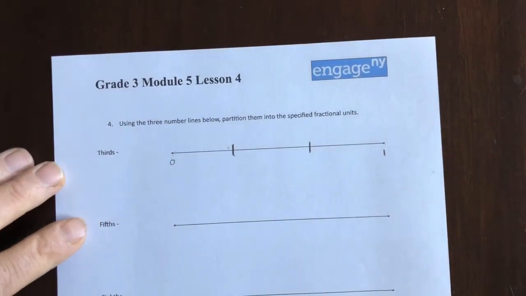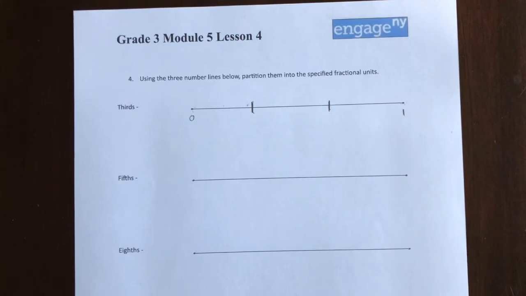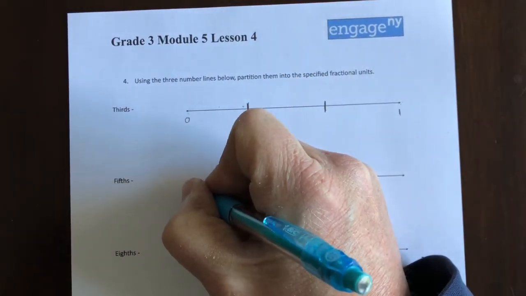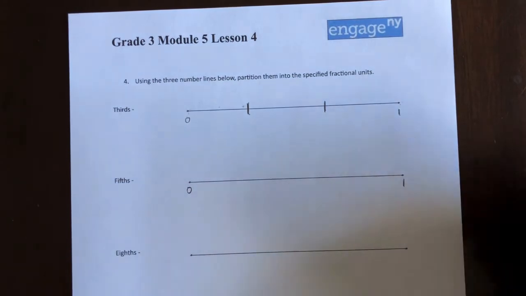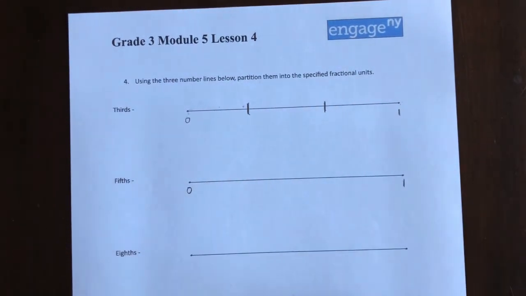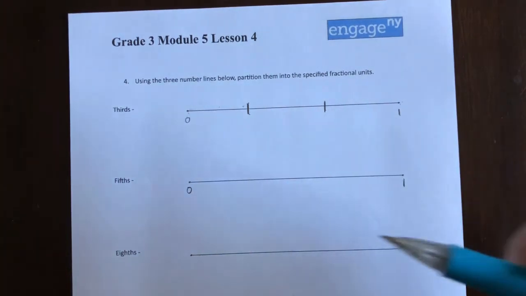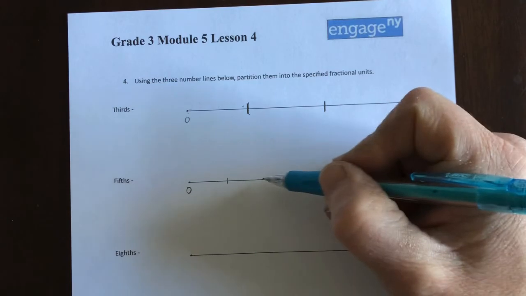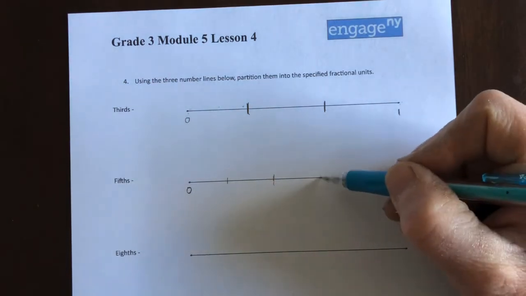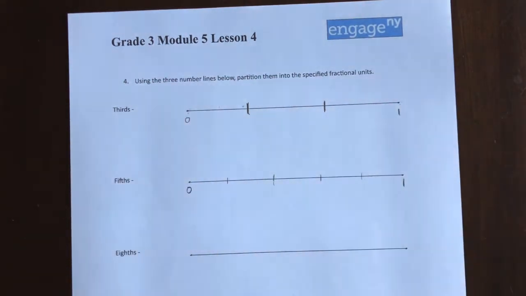So fifths. Fifths is another odd number, so we have to kind of estimate how many cuts for fifths. If you said 4, you are correct. So again, I'm going to label this as 0 and this is 1 because that's my whole, and I need 4 cuts. So how I'm going to do this, I have to light tick marks, just light, so I can erase. I'm going to estimate here, here, there's 2, 3, and 4. And I've been doing this a long time, so I kind of know how it's done. So my estimates are pretty good.